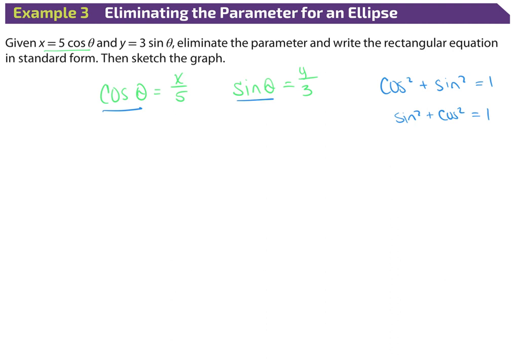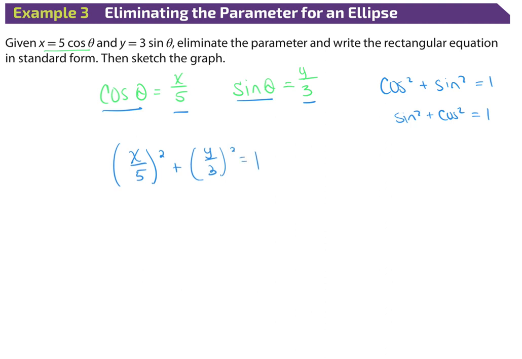It's the same thing. Sine squared plus cosine squared equals 1. All right? And so if that's the case, if cosine equals this and sine equals that, then I should be able to say that this squared plus this squared equals 1.